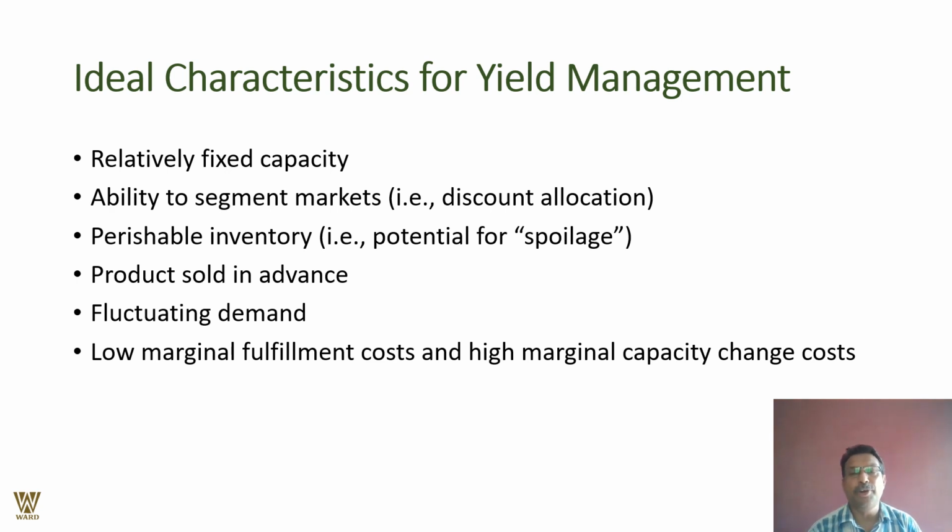So the ideal characteristics for yield management are relatively fixed capacity, ability to segment the market, discount allocation, perishable inventory, potential for spoilage, product sold in advance, fluctuating demand, low marginal fulfillment cost, and high marginal capacity cost, as the case might be. So these are the ideal characteristics of yield management that you need to understand. Product needs to be sold in advance. Fluctuating demand, you should be able to match them. Low marginal fulfillment cost and probably high marginal capacity cost, that needs to be understood.